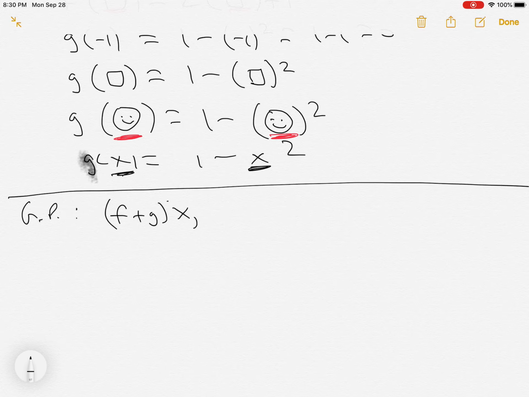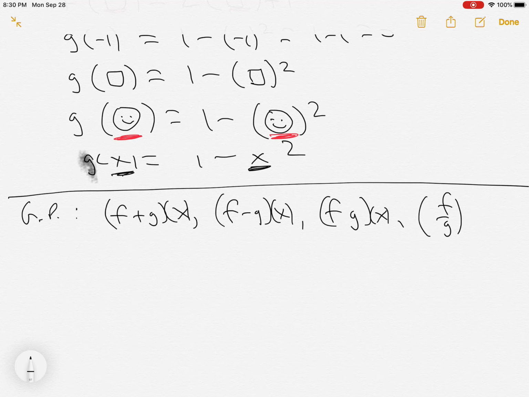So you want to go f plus g of x, compute that. f minus g of x, compute that. f times g of x, compute that. f over g of x, compute that. And f composed with g, or f of g of x, compute that. Okay. So that's problem one. There's 5 things to answer here.